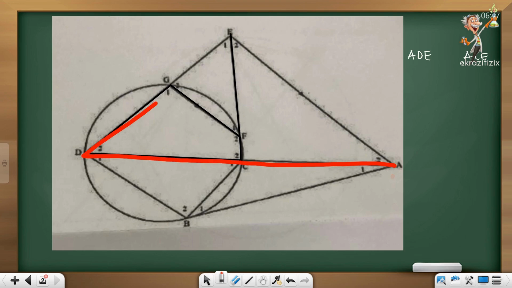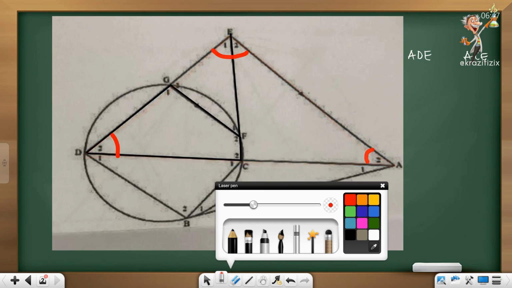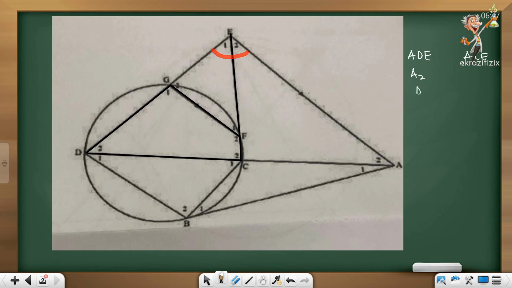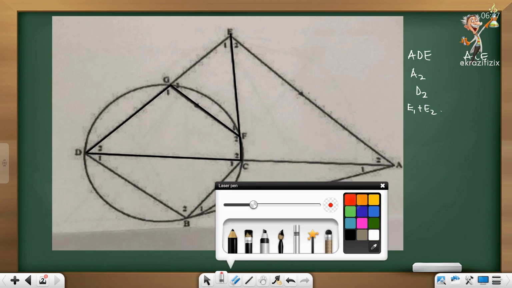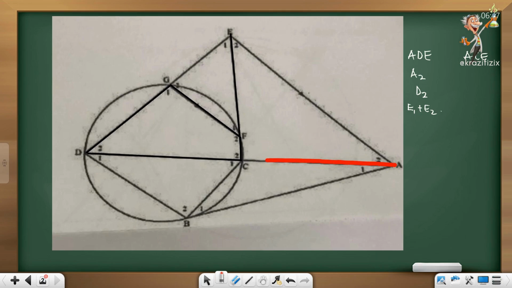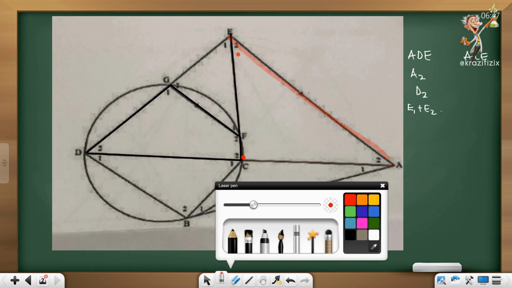ADE. ADE. What do I have? A2, D2, and E1 plus E2. It's not in order, all right? I'm just listing A2, D2, E1 plus E2. Now let's check ACE. And remember, I only need to prove 2. A, C, and E, right? A, C, E. Okay? ACE, which is A2.